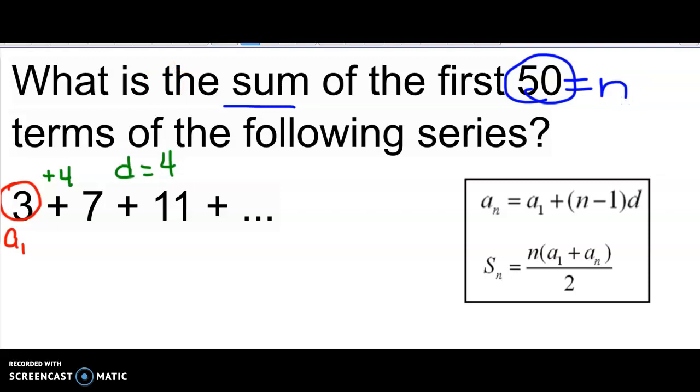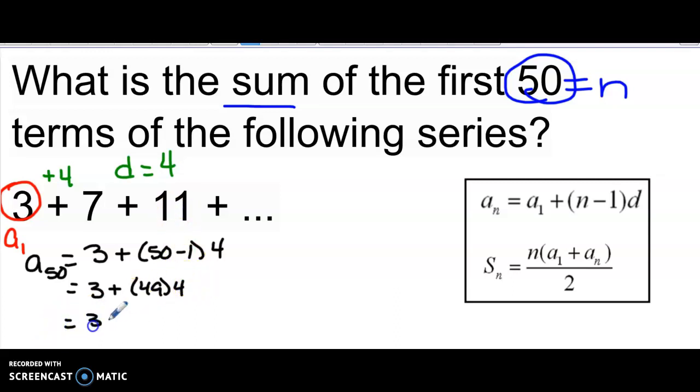Now I have to use both of these formulas. First thing I have to do, I have to find a sub 50. So a sub 50, I'm going to plug it into the first formula. It's going to be a sub 1, which is 3, plus 50 minus 1 times 4. That gives me 3 plus 49 times 4. 49 times 4 is 196, and 196 plus 3 gives me 199. So a sub 50 is 199. I'll need to use that a little bit later.